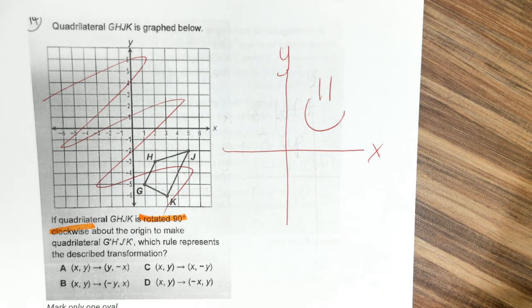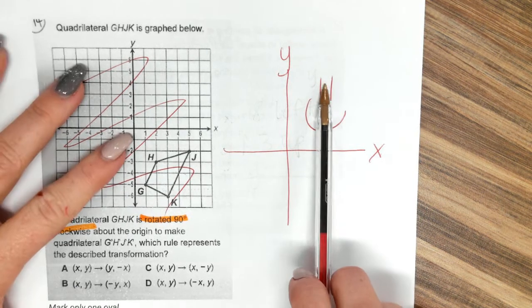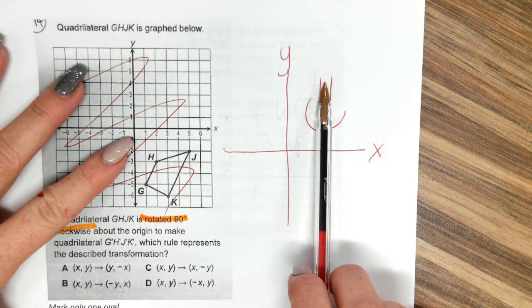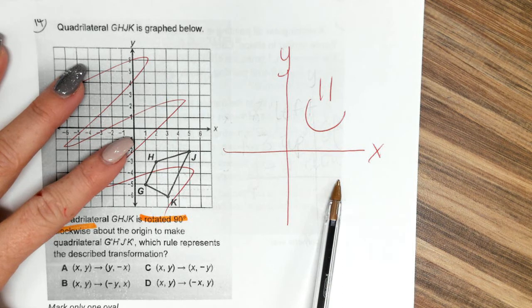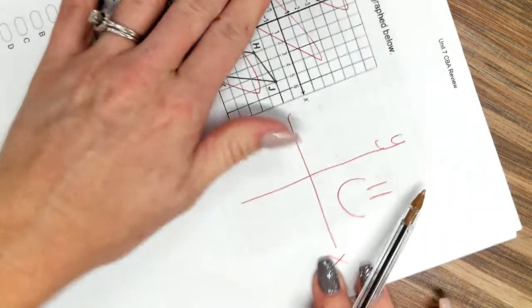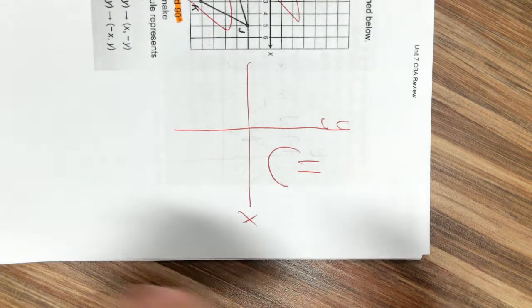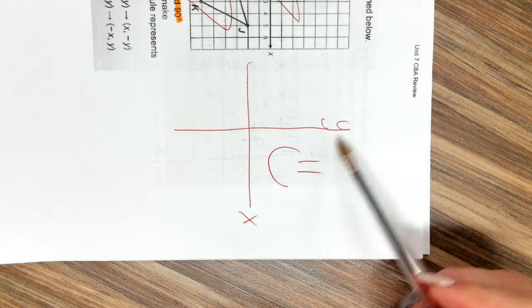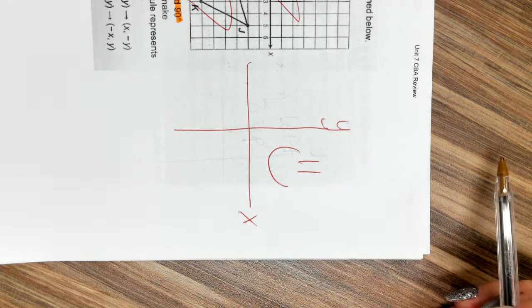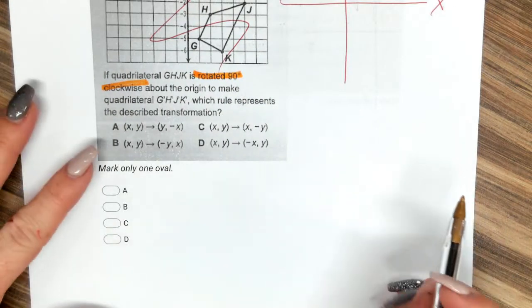1, like a clock. So I'm here. Where is it going to go like a clock? To the bottom right. So rotate your paper to the bottom right. Did the X and Y switch spots? Yes. Which one's going to get the negative sign? The X. So positive Y, negative X. What's the answer? A.